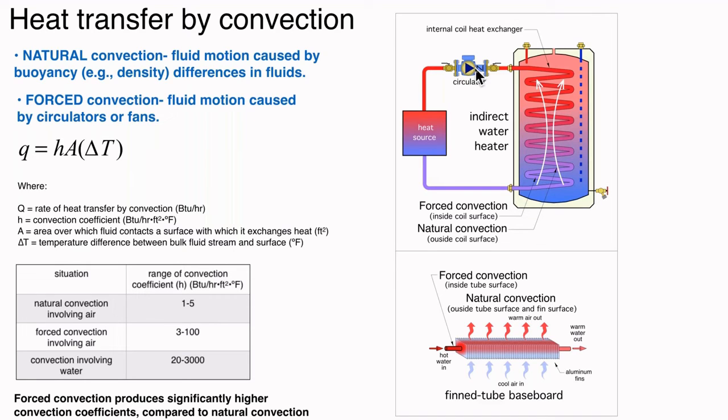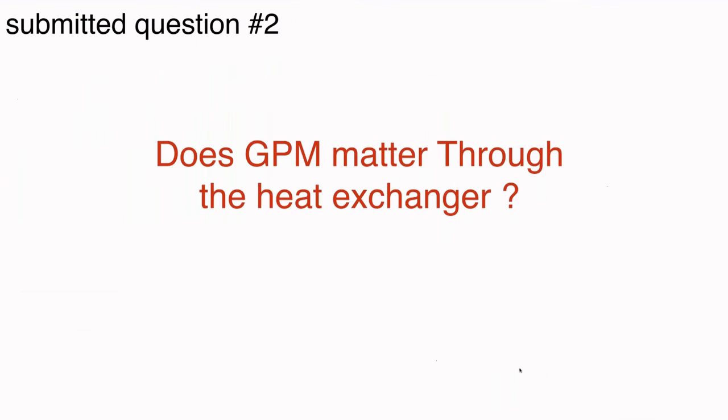So we could blast the water through that coil at a very high flow rate, and we wouldn't necessarily see a significant change in the rate of heat transfer, because our limitation is not on the forced convection side, it's on the natural convection side. Baseboard is another example. We're pumping hot water through the pipe. We have relatively high convection coefficients on the inner surface of that pipe under normal flow rate conditions, but we have natural convection of the air on the fins and the outer surface of that tube. And again, that becomes the limiting factor.